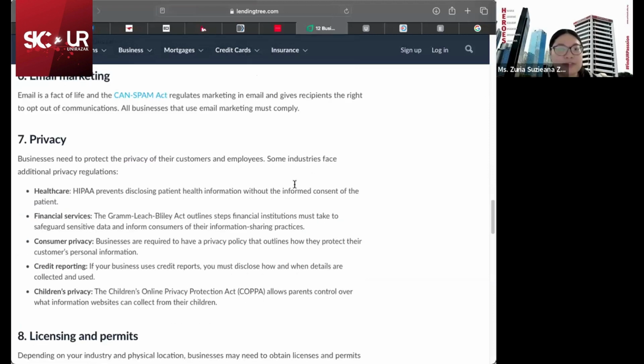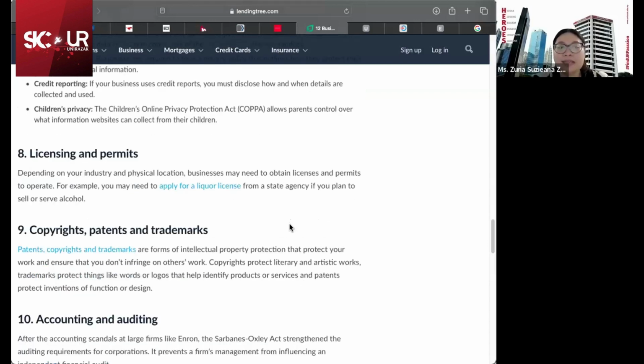In terms of privacy, okay, businesses need to protect the privacy of their customers and employees, like databases, healthcare, financial services, consumer privacy as well, personal information, credit reporting. If your business uses credit reports, you must disclose how and when details are used and collected. Children's privacy, so we do have an act on this, allowing parents to control what information websites can collect from their children.